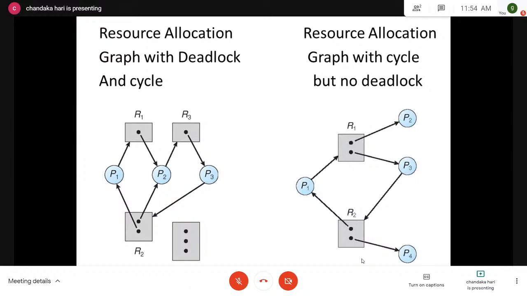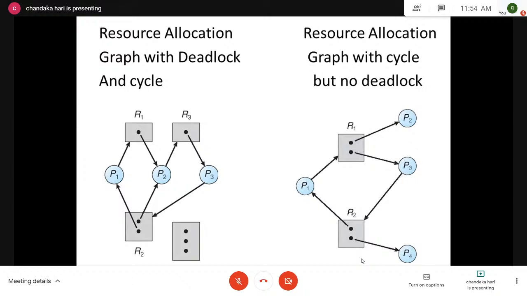Hence, according to the system model, after execution of this one, resource 1 is released and resource 2 is also released. This resource is going to be sanctioned to P1, and this R2 resource is sanctioned to P3. Both P1 and P3 continue. There is no deadlock in this particular situation. No one is continuously waiting.